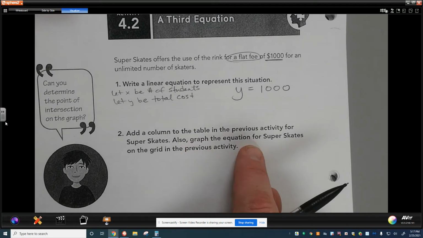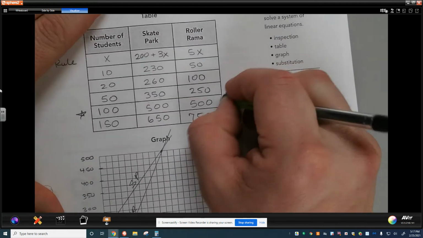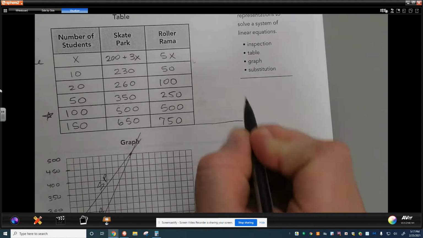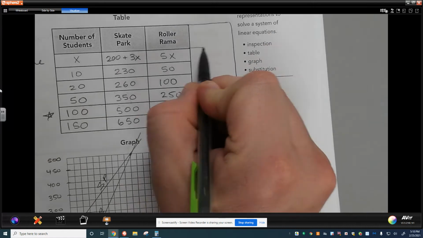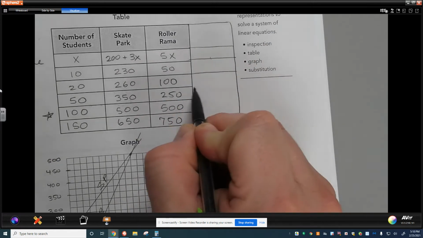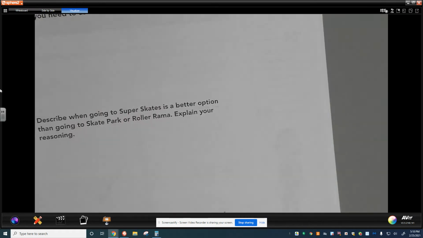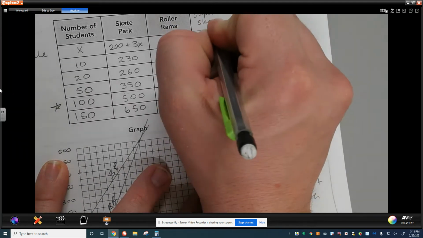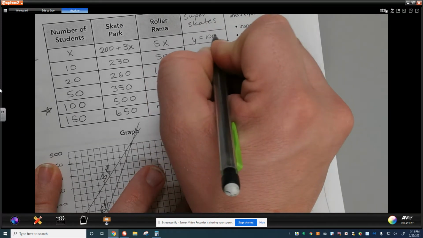What we're going to do is add a column to the previous activity for Super Skates. We're going to graph the equation for Super Skates on our grid in the previous activity. So when we look at the column right here, got to get rid of this beautiful star that I drew. And then we get to add one more column. And then we'll see that this is a place called Super Skates. And remember that this one was saying y equals 1,000.